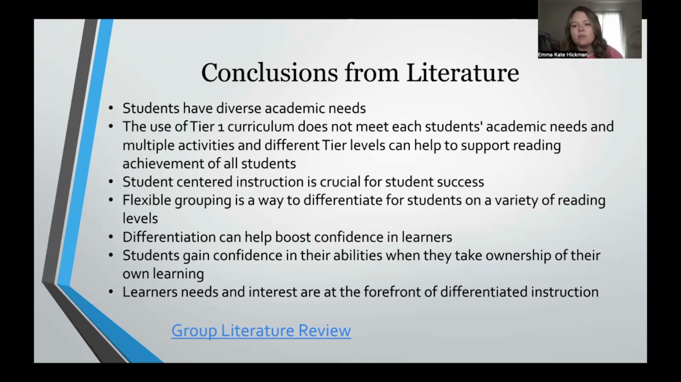And so just really making sure that the learner is at the forefront, that it's not just the use of curriculum, but that you are pulling on data and their needs, but also what do they enjoy learning about, because that can go back to, like I said, boosting confidence in learners.